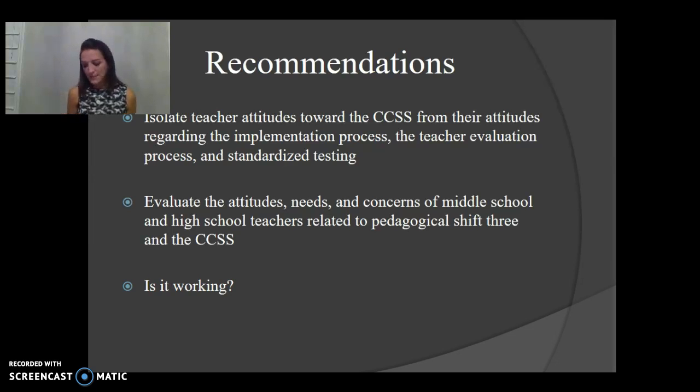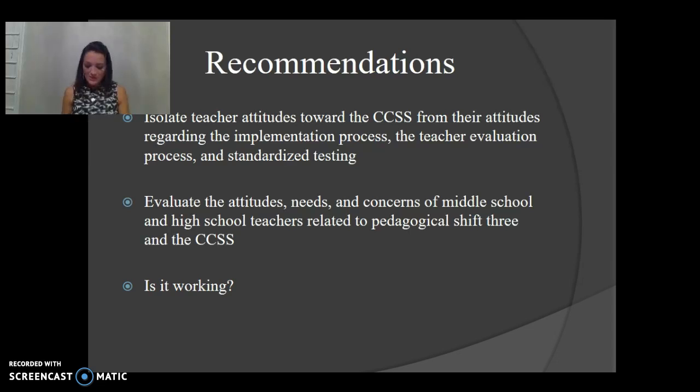Longitudinally, how does the balance of literary and informational text in elementary classrooms impact student achievement at the high school level? How does it impact their career choices? All of these are excellent research questions that can be the basis for future research in this area.